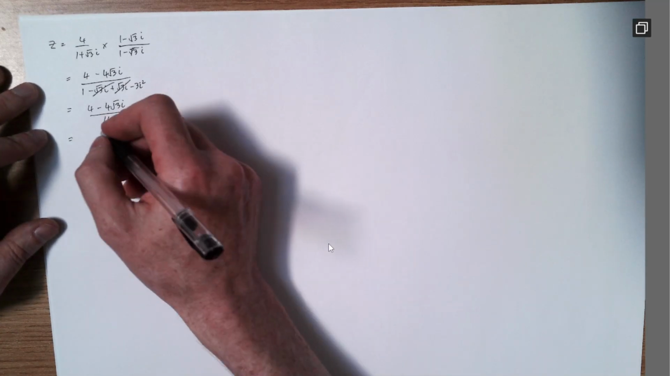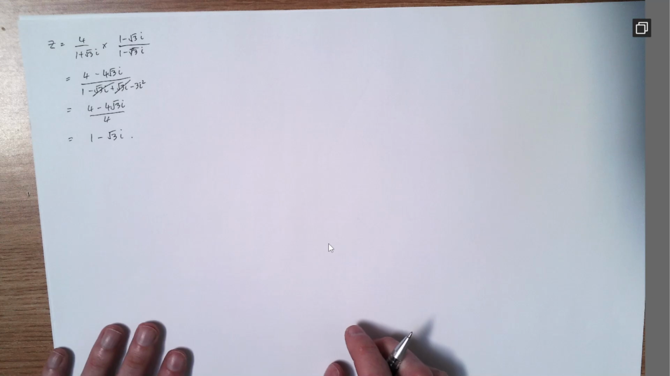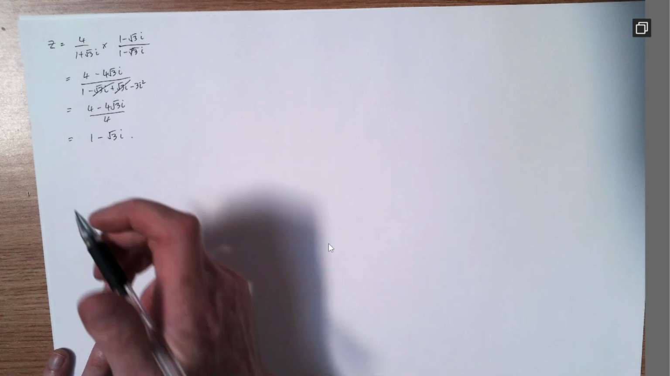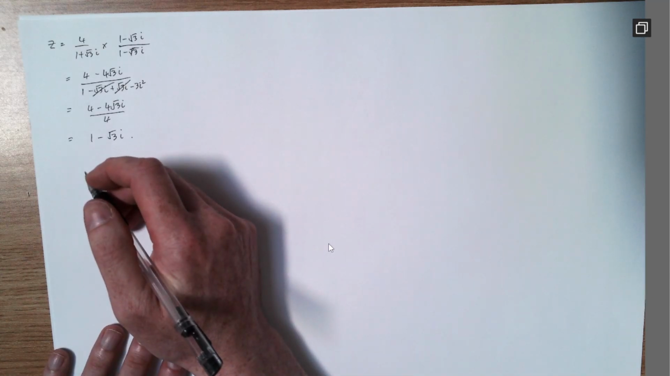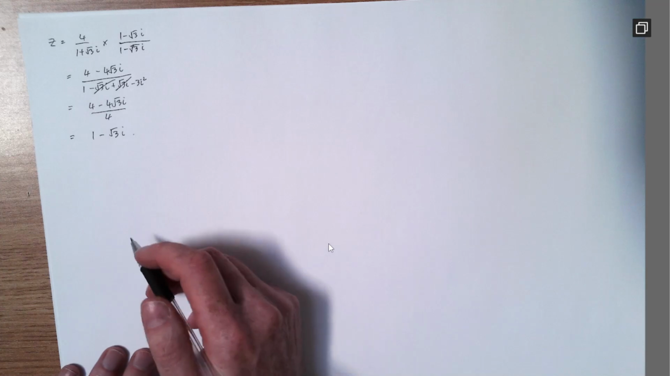Okay, so the question says: express z equals 1 minus square root of 3i in polar form. Part 1 is straightforward. Now, plot z on the Argand diagram and write it in polar form.